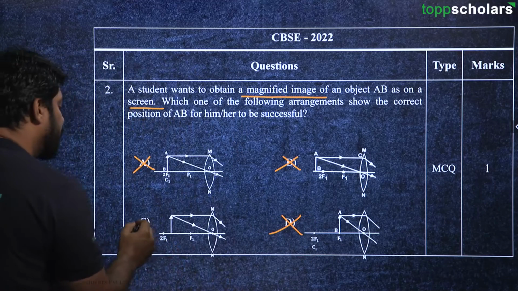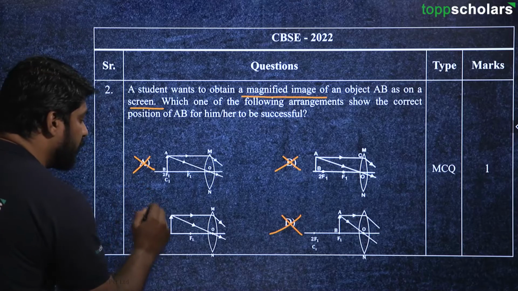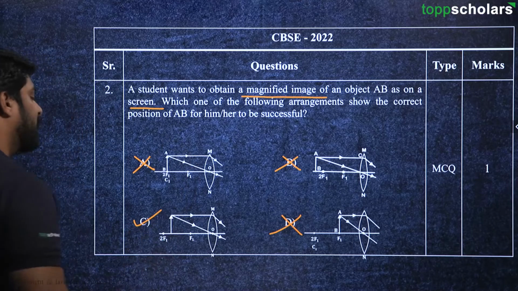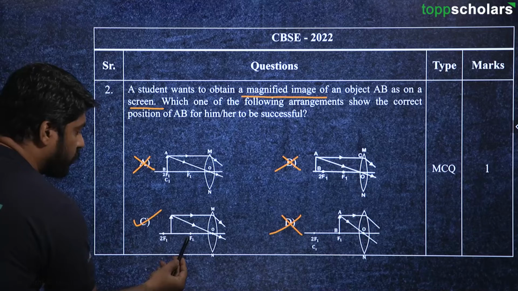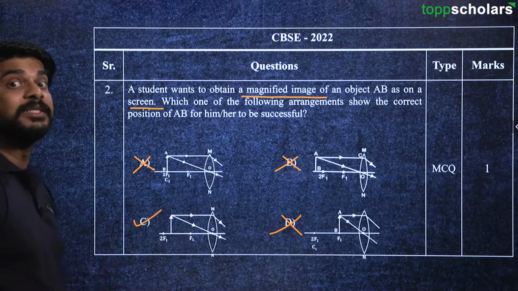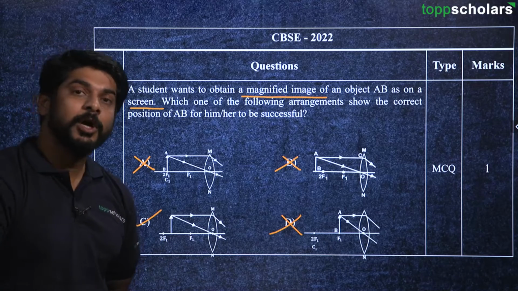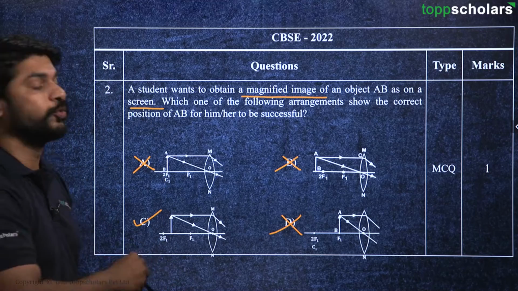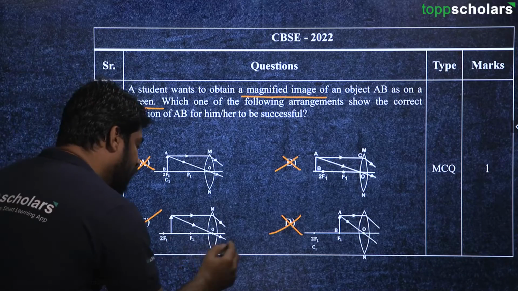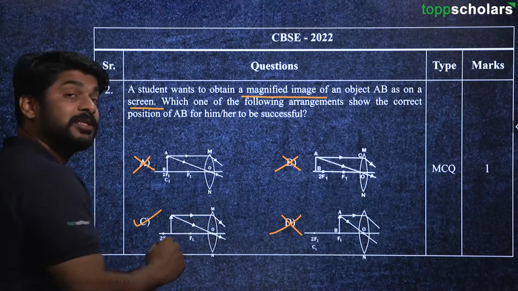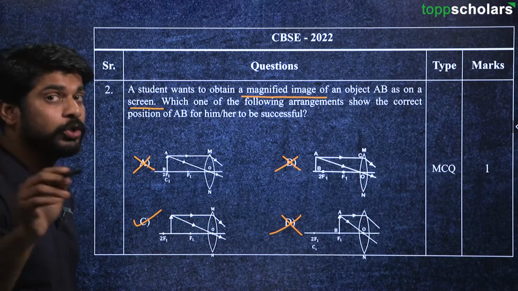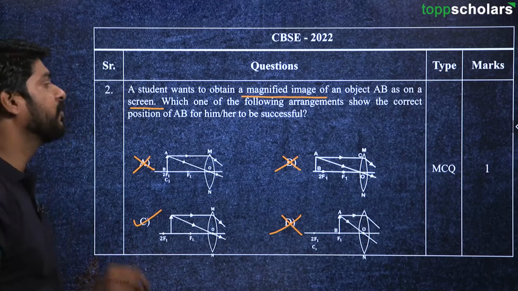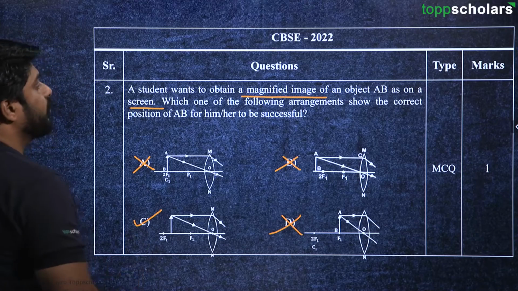So the last option that remains for us where the image is formed on the screen is this one, that is C. Here in this case the object is between f and 2f. In this case we know the image is formed beyond 2f where it is magnified also. So that's why this is the correct answer, and in this case we know the image is formed on the screen because it is a real image. So this will be the correct one.